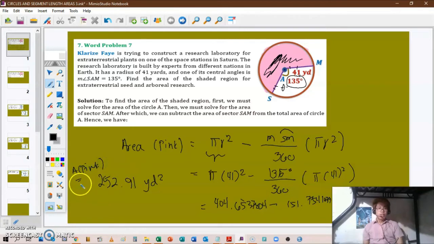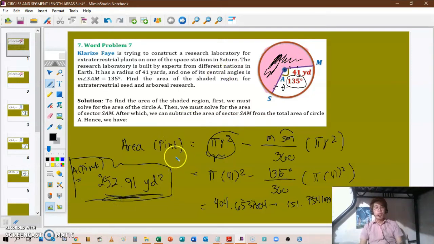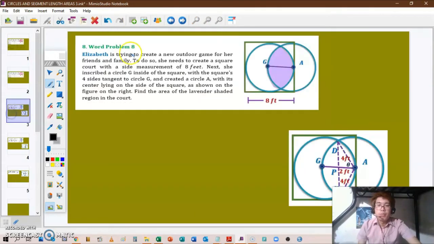So to get this, again, we have to solve first for the area of the entire circle, and then we have to subtract the sector here, or the slice here. And after subtracting that from the total area of the circle, we get the area of the pink shaded region. So there you go, it's 252.91 squared yards. Okay, last problem.